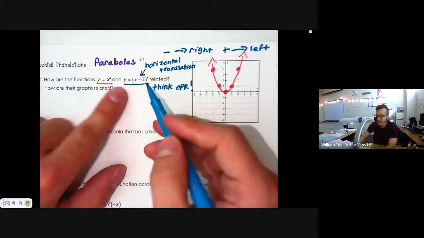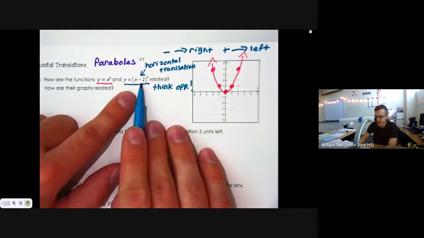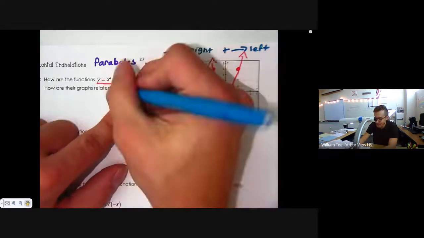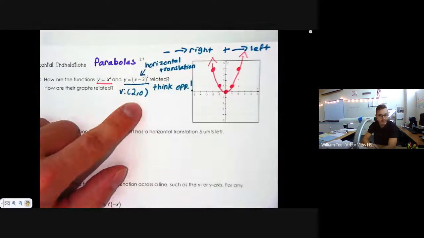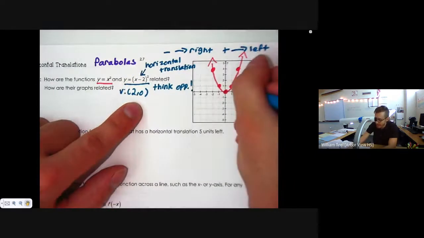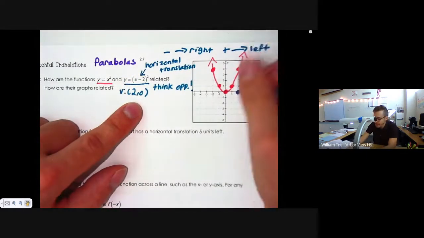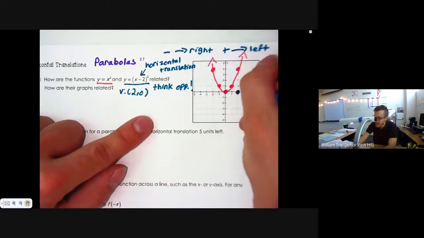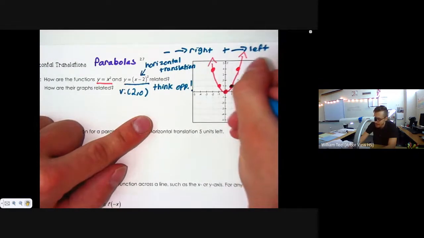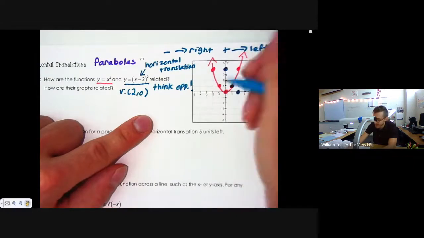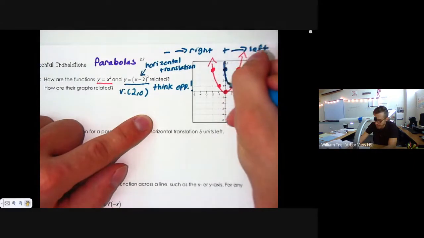So this tells you right here that all we're doing is shifting to the right 2. So that means our vertex is now going to be (2, 0) instead of (0, 0). So on my graph, I'm going to put my vertex at (2, 0). Then we're going to go to the right one, up 1, to the right one, up 1, 2, 3. Then from that vertex, I'm going to go to the left. So I go left 1, up 1, left 1, up 1, 2, 3. And now I'm going to connect my dots using a smooth curve.